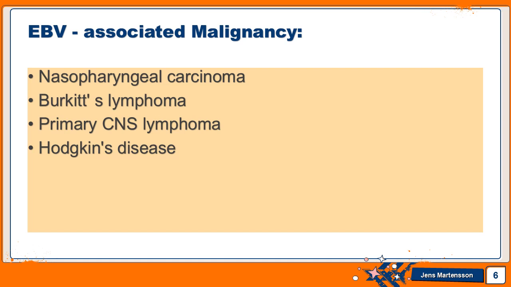So nasopharyngeal carcinoma, Burkitt's lymphoma, primary CNS lymphoma, and Hodgkin's disease. They are all cancers that can be caused by Epstein-Barr virus. Oral hairy leukoplakia and lymphoproliferative disorders can also be caused by Epstein-Barr virus. Okay, so jaundice, polyneuritis, meningoencephalitis are also a few complications of Epstein-Barr virus.